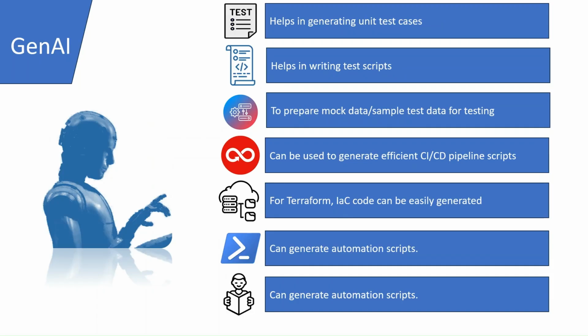And let's see some more examples or use cases with respect to GenAI. GenAI helps in generation of unit test cases. It can generate test cases based upon function descriptions. It can also be used for writing efficient test cases and generating detailed test automation scripts. For testing purposes, you can use GenAI to prepare mock or test data. Within a matter of a few seconds or minutes, you can prepare a large volume of test data that can be readily used for testing purposes.